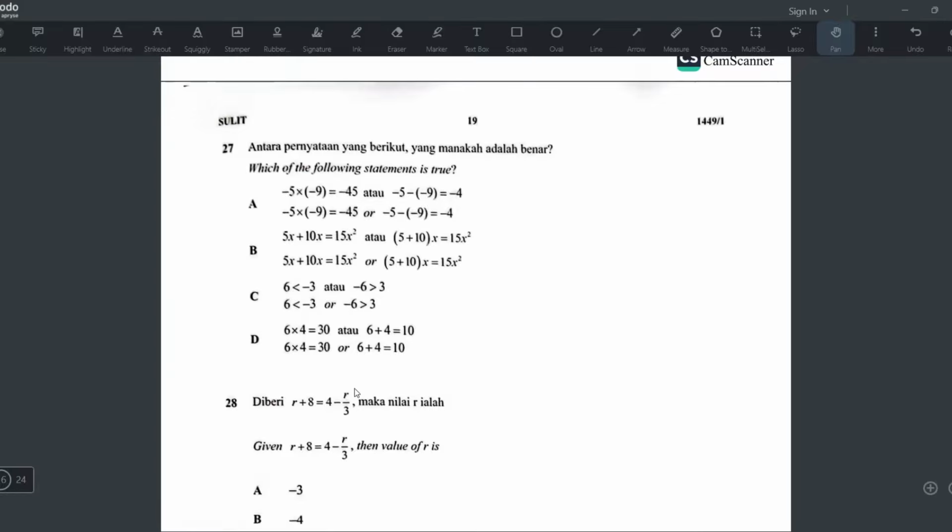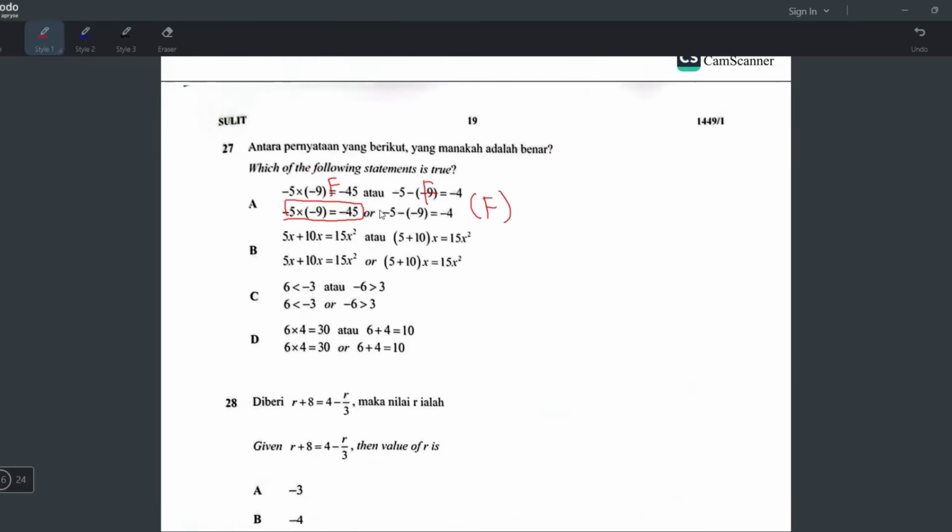Okay, 27. Which of the following statement is true? Okay, let's go. Negative 5 times negative 9 equals negative 45. This is false. Why false? Because negative times negative should give you positive. So this is false. Okay, negative 5 minus minus 9 means plus 9. So negative 5 plus 9 is positive 4.